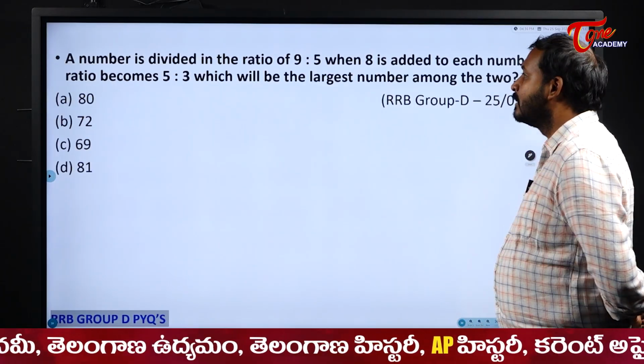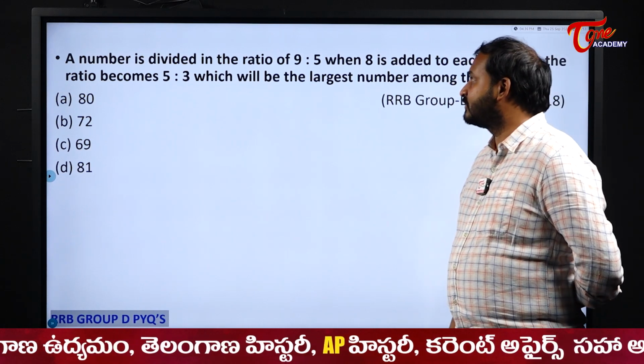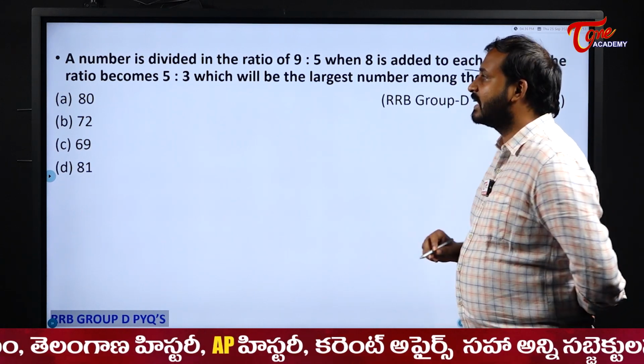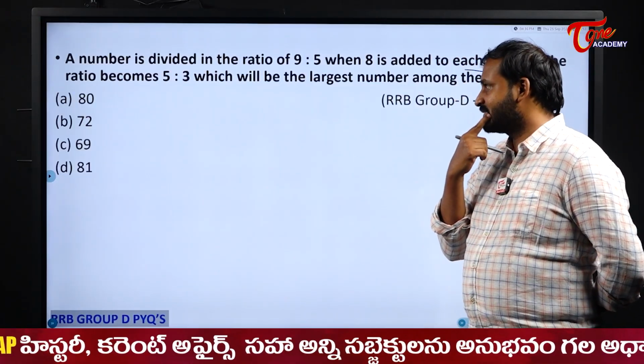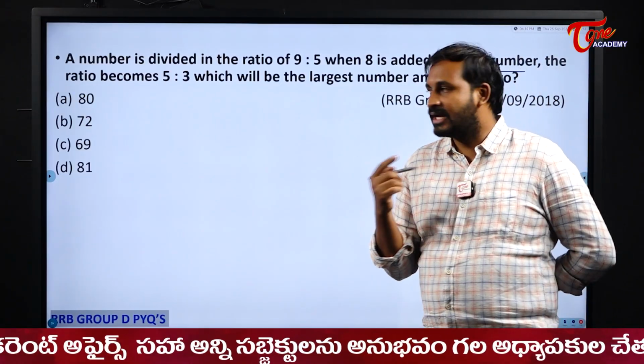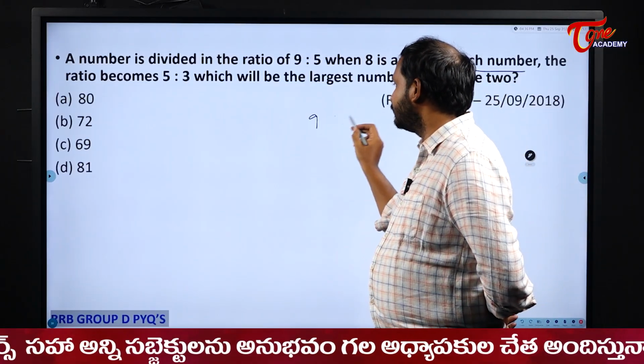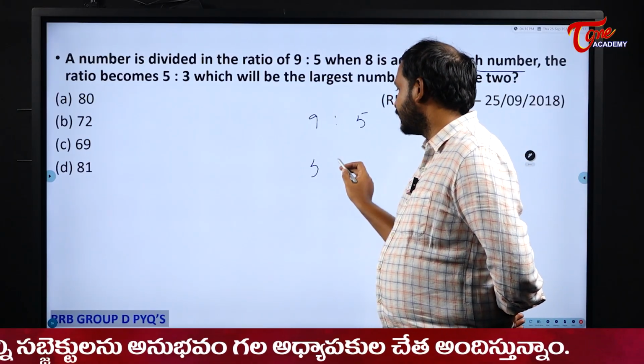Next one. The number is divided in the ratio 9:5. When 8 is added to each number, the ratio becomes 5:3. Which will be the largest among the two numbers? Okay, so it is a similar type of question, 9:5. It is becoming what? 5:3.